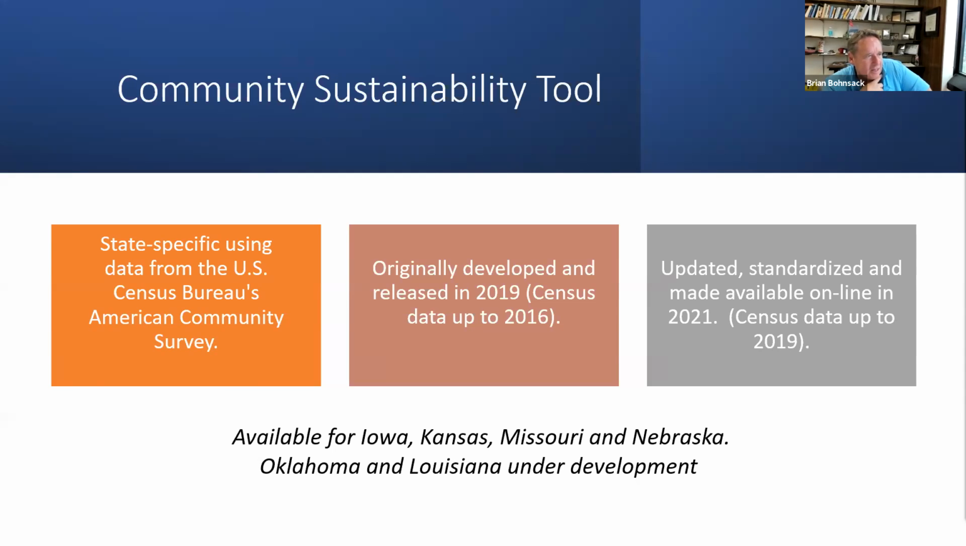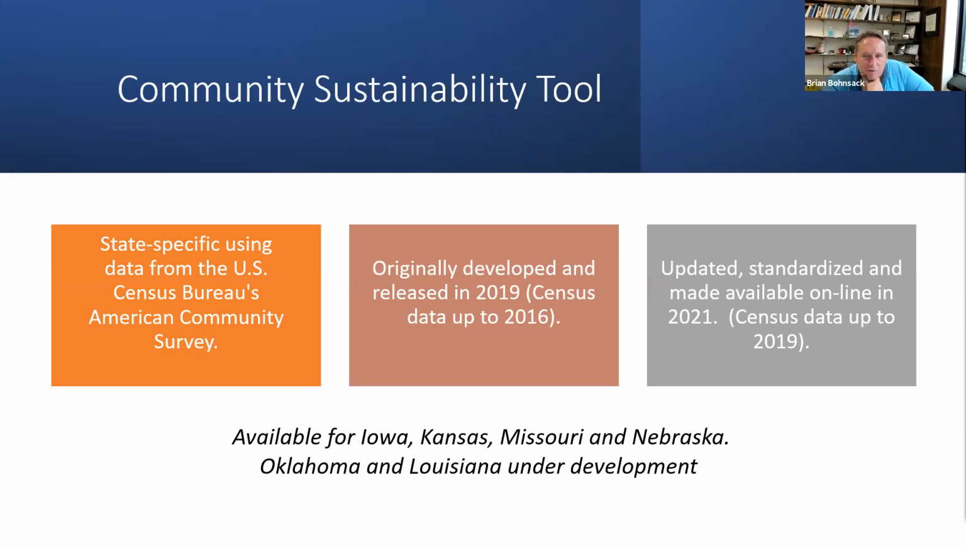So the community sustainability tool is state specific. It's using information from the American Community Survey. Right now it's available for the states of Kansas, Iowa, Nebraska, and Missouri. We've recently completed Oklahoma, and we'll be doing more outreach with them. And John and Dr. Shin are just in the final stages of Louisiana, so it's under development.